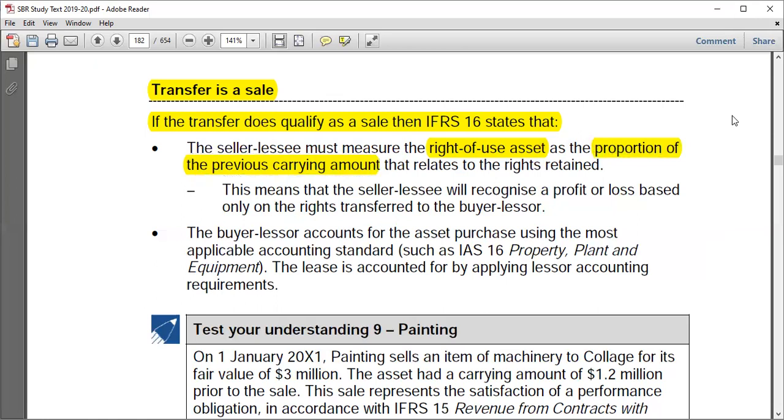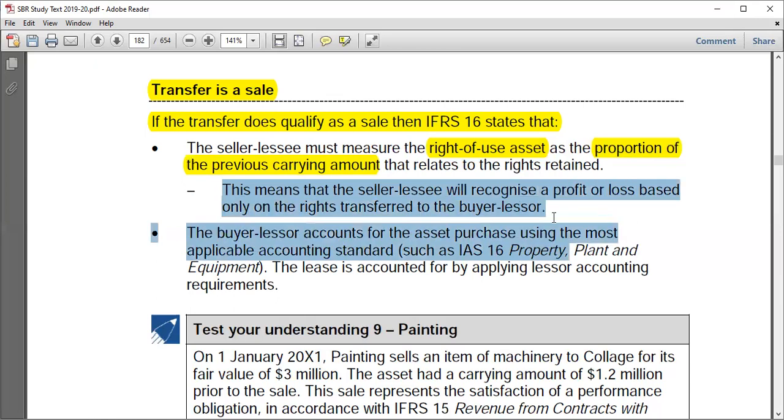Remember, you sold an asset for a certain amount, but after selling it, you leased it back and incurred a certain liability. So you have to compare those two things. This means that the seller lessee will recognize a profit or loss based only on the rights transferred to the buyer lessor. As I told you, even if you just have a PPE credit, we call it gain on disposal to make matters simple for you.